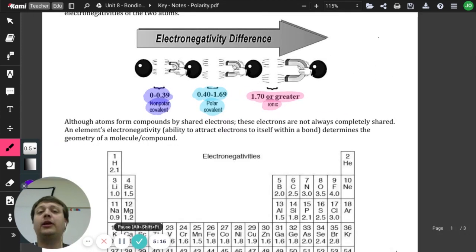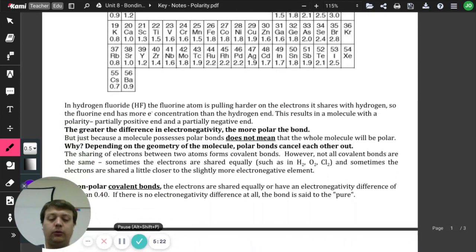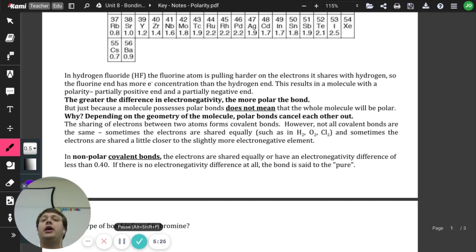So that's ultimately what we're talking about when we're talking about bond polarity. Is the bond polar or is it nonpolar? So let's actually move on down. If we talk about hydrogen and fluorine, fluorine has an electronegativity of 4. Hydrogen has an electronegativity of 2. What that tells me is that those electrons are going to be pulled much closer to fluorine over the hydrogen. Why? Because fluorine has such a high electronegativity that those electrons get pulled towards it.